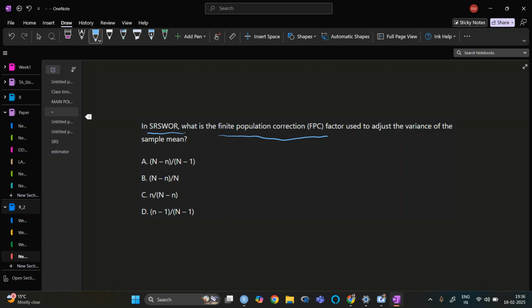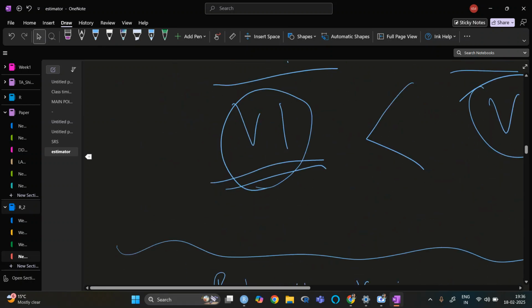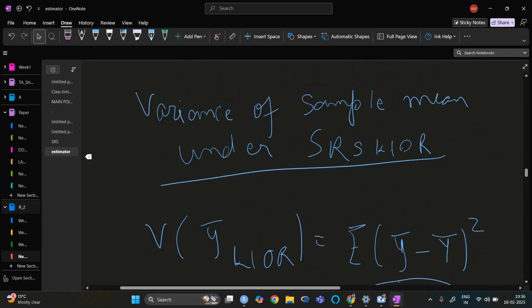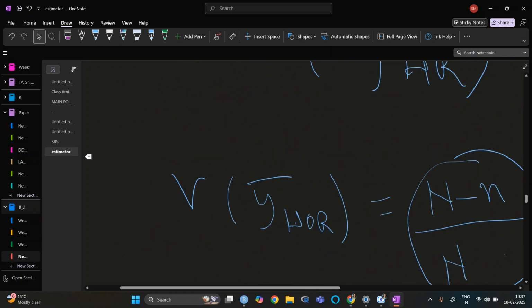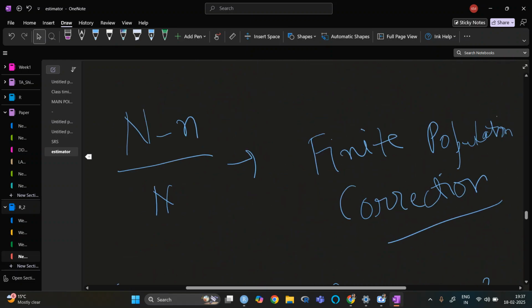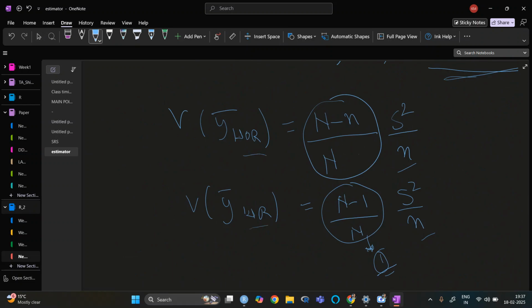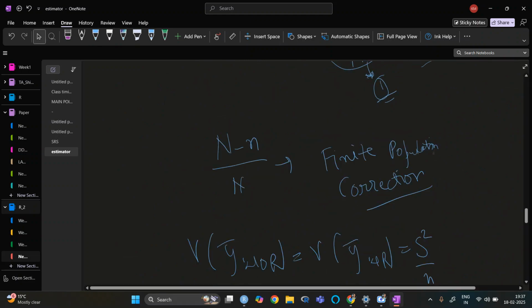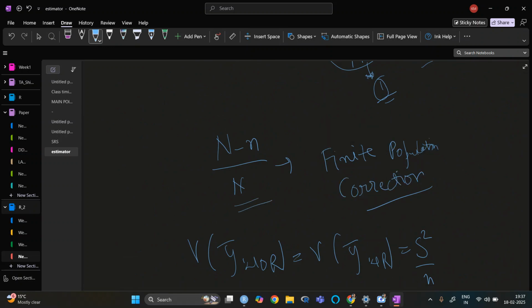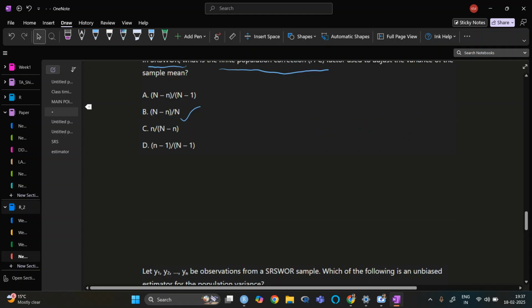Okay, so let me just go through the slides we have seen already. Here we have seen population variance and sample variance, and this one is the variance without replacement, with replacement. So s square upon n, s square upon n. So this is the finite population correction. N minus n upon N is the finite population correction. So N minus n upon N will be the correct answer.